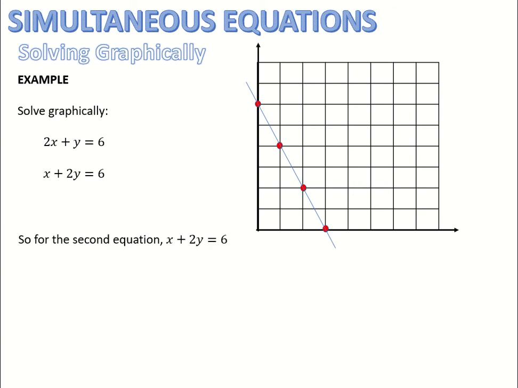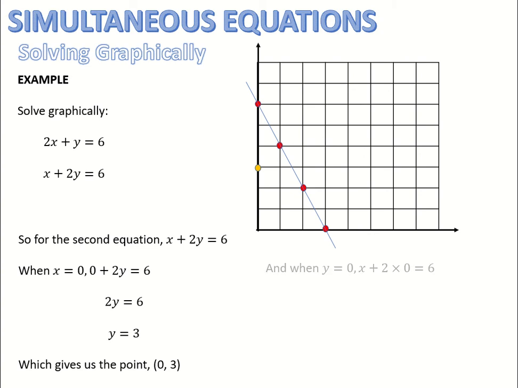So I'm going to use the second equation, x + 2y = 6, and I'm going to do exactly that. When x is 0, I have 0 + 2y = 6, in which case 2y = 6, in which case y = 3. This gives me the point (0, 3), which I can plot on my set of axes. And I'm going to plot it on the same set of axes because I am trying to solve these equations simultaneously.